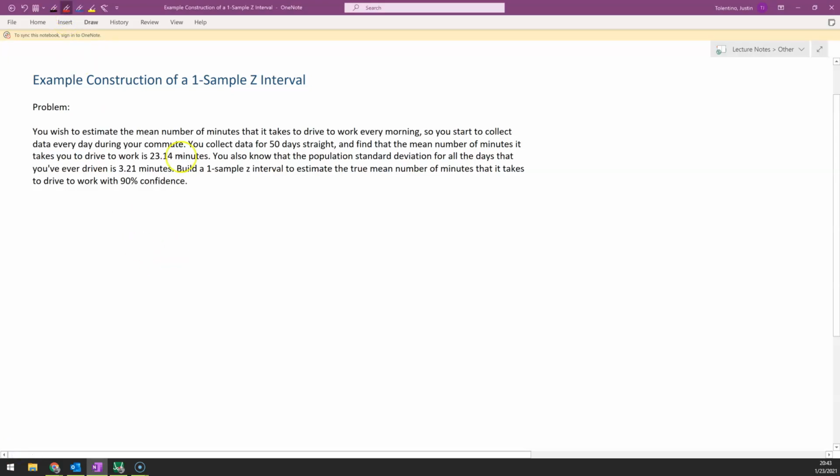So let's break down what we're trying to do here. This is asking us to estimate the mean number of minutes for all the times that we commute. So that would be our population parameter of interest mu, which represents the mean number of minutes for our morning commute.